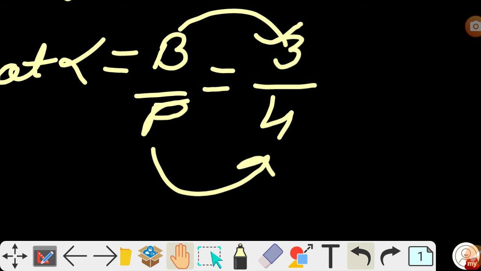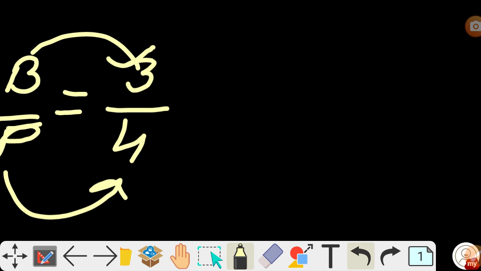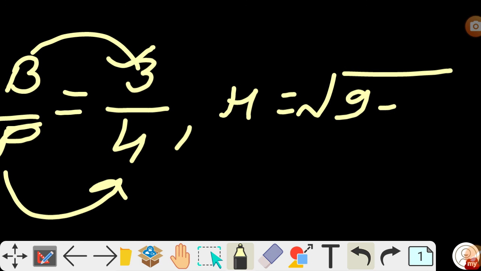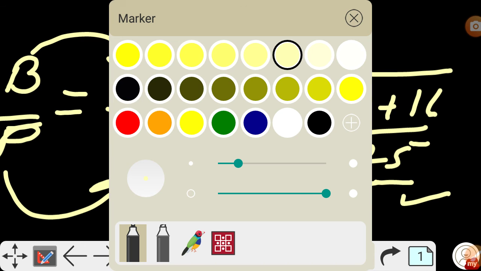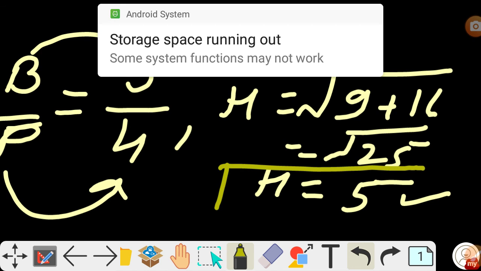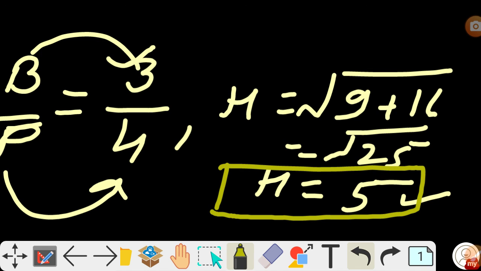So what is the hypotenuse? Hypotenuse is the square root of base square plus perpendicular square. We have under root 25, then the hypotenuse is 5. So we have base, perpendicular and hypotenuse, each and everything which is required to solve this question.